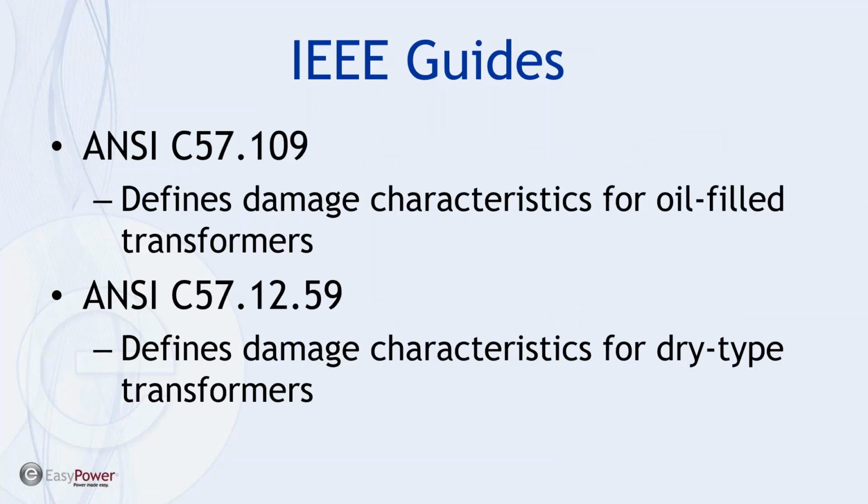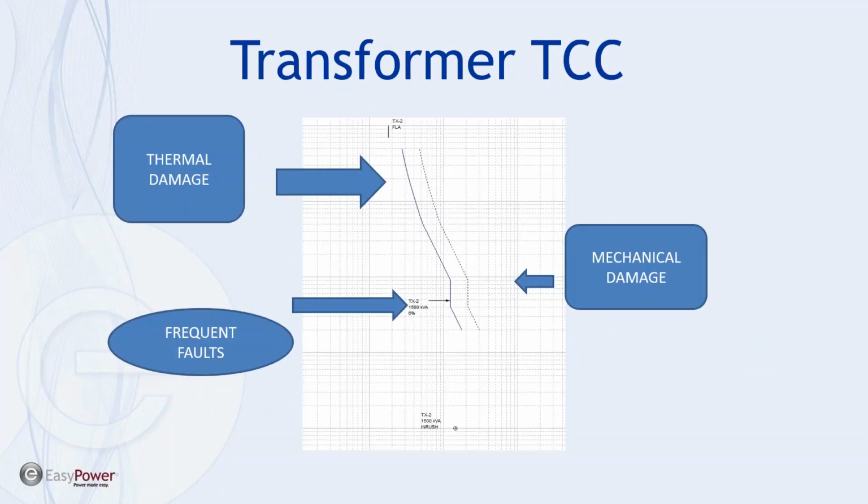So on the topic of transformer damage curves, there are two guiding lights, if you will, in the industry, and these are standards that are produced by I2t and ANSI. ANSI C57.109 is specifically damage characteristics for oil-filled transformers, and ANSI C57.12.59 gets into the details of damage constraints on dry transformers. The reason these are important is that as we're getting into the use of the tools, based upon what we've entered in the description of the transformer itself, will determine the standard that EasyPower uses to analyze our circuits.